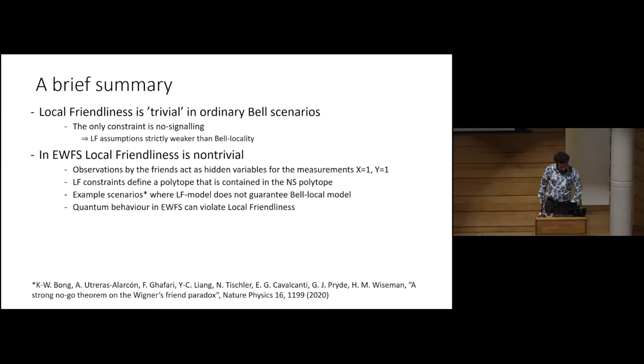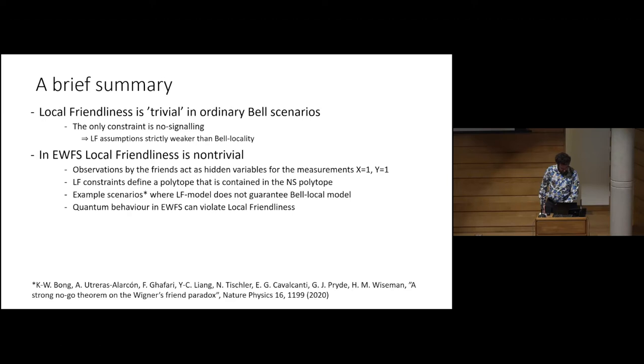And these constraints are shown to define a polytope, so a finite set of inequalities. But in general, those inequalities are less constraining than the Bell inequalities. So the assumptions are quite weak, and the fact that quantum behavior in these scenarios can violate those inequalities proves a really interesting no-go theorem.